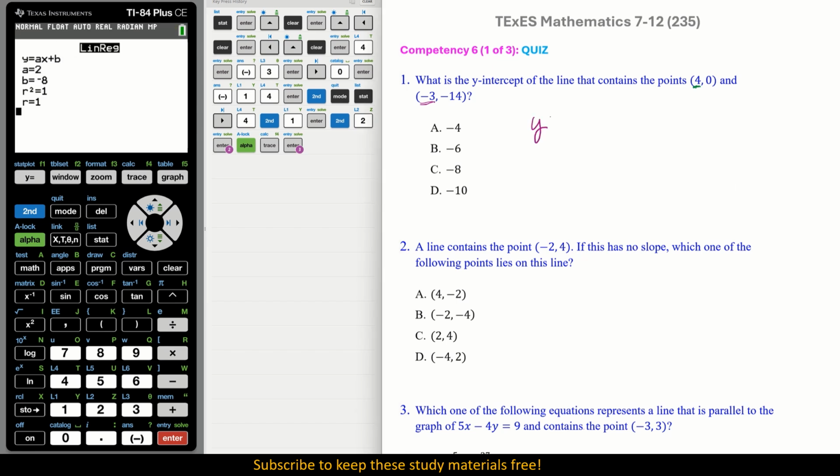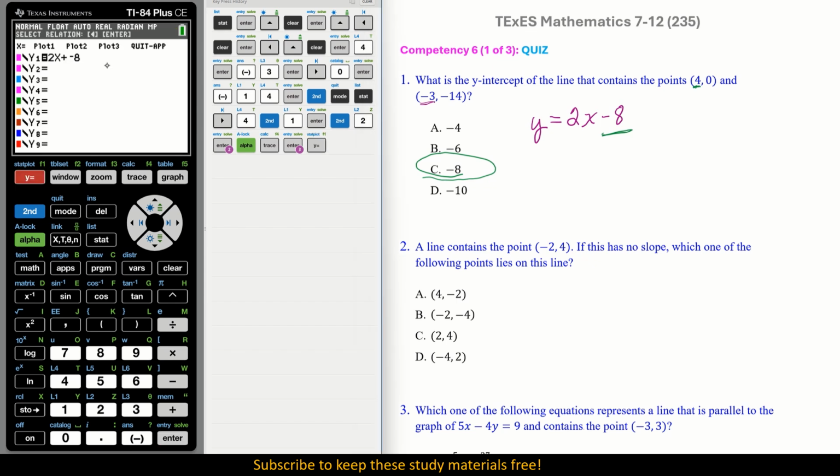It will be y equals, remember a equals m for slope, so that's 2x minus 8. Like I told you, we can see what the intercept is, and obviously the intercept, the y-intercept, is the b value. So that means we need -8, and C would be our option. However, let's see where we saved it. Y equals, and see it's saved. Our equation is saved for us.